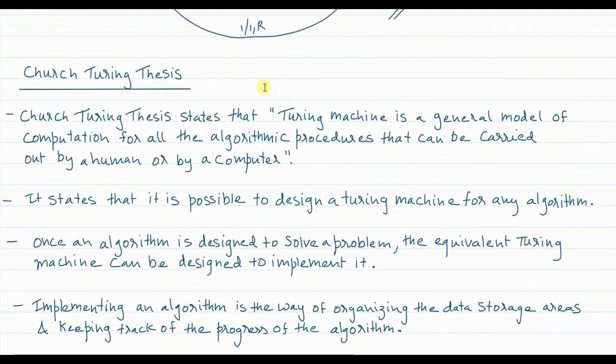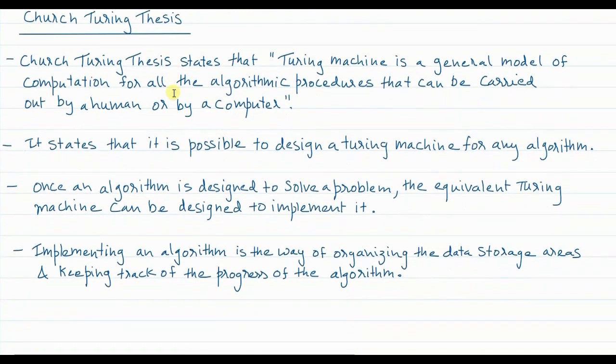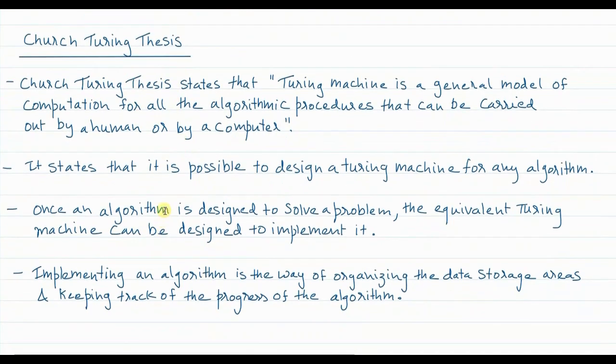Now there are some questions. What if a Turing machine is not able to solve a problem? According to the Church-Turing thesis, such a problem is beyond the measures of computation. It is not solvable either by a human being or by computers. These are unsolvable problems. So this is the Church-Turing thesis.